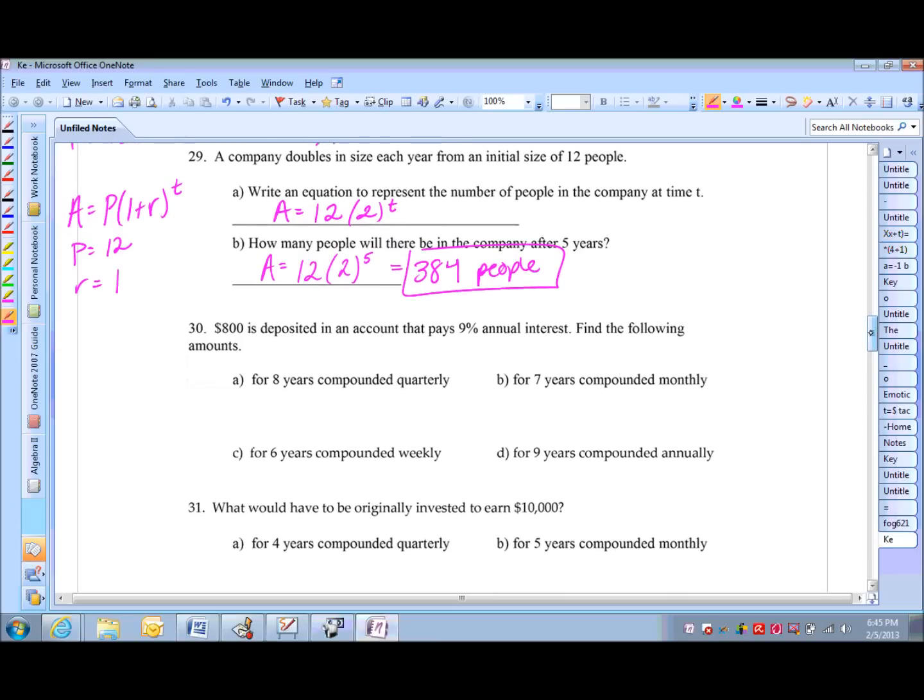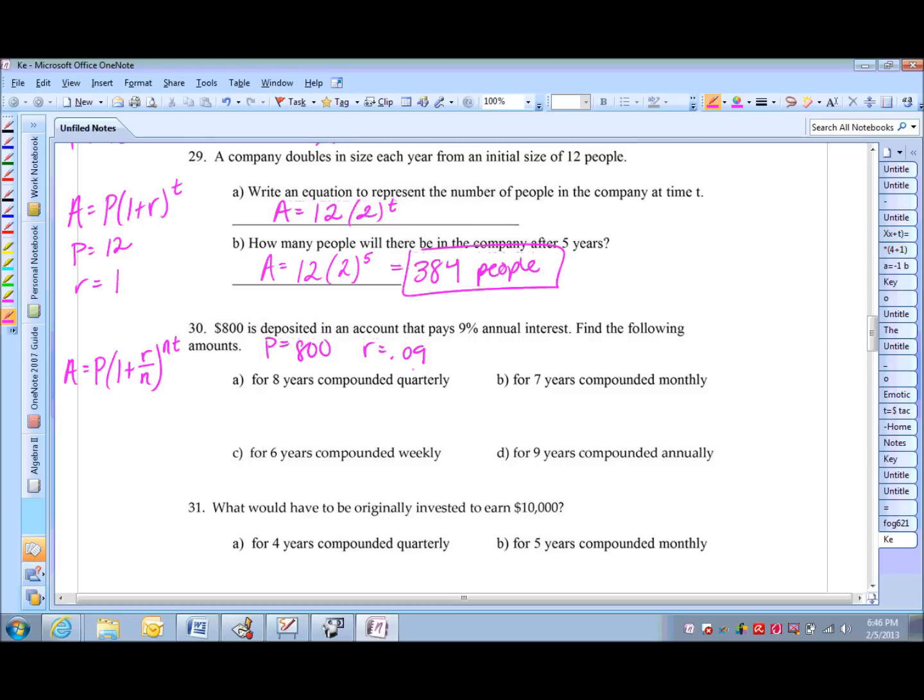In problem 30, they tell us $800 is deposited into an account that pays 9% annual interest. Find the following amounts. Part A asks us for 8 years compounded quarterly. That word compounded tells me I'm going to be using the compound interest formula, which is A equals P times (1 plus R over N) raised to the N times T. So we know that the initial amount deposited is $800. The annual interest rate is 9%, or in decimal form 0.09.